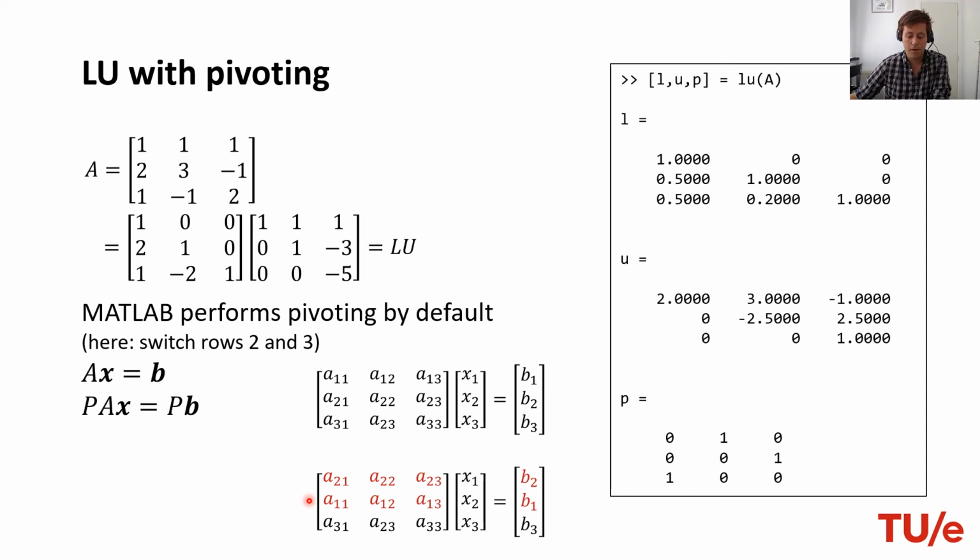And then MATLAB will do an LU decomposition, not of A, but of P times A, and you can solve this system in the same manner as you would originally, but the right-hand side should be multiplied with this permutation matrix. That's kind of a side note that you always have to keep in mind when you're using MATLAB to perform an explicit LU decomposition, that MATLAB does this pivoting by default.